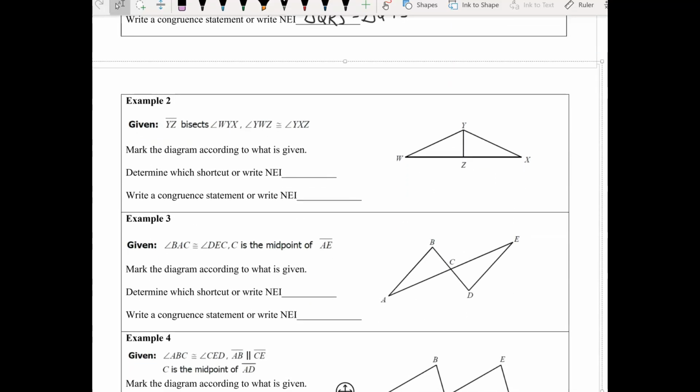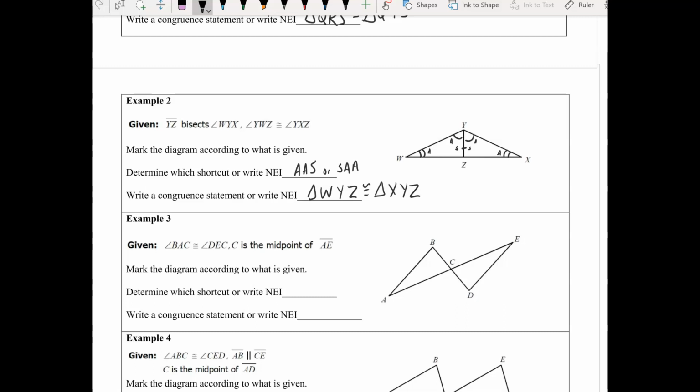Why don't I pause the video and let you try this example? Okay, so there's the answer. There's everything marked, and the shortcut is angle, angle, side this time, because when we write it, we've got the 2 consecutive angles, and then the side goes with the 2 consecutive angles and the side. So angle, angle, side. Or, if you say side, angle, angle, that's okay too. Usually you'll see it as AAS, but it's okay either way. Because you could start with the side and then go with the consecutive angles.